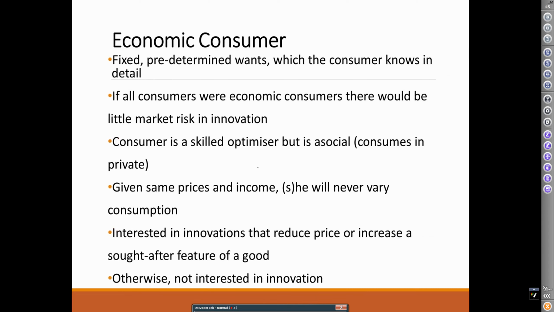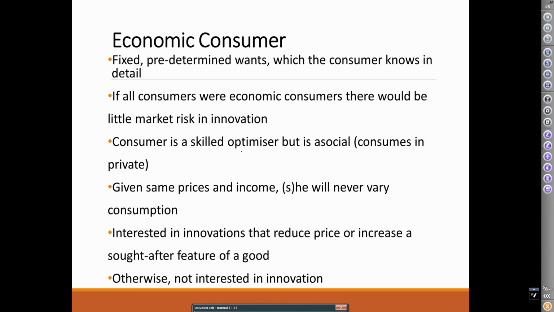So the first type, economic consumer. Here you can find the definition. Who is this person actually? This person usually has fixed, predetermined wants, and he knows these wants in detail. So it's easy to ask him, what do you want? And he will reply exactly.